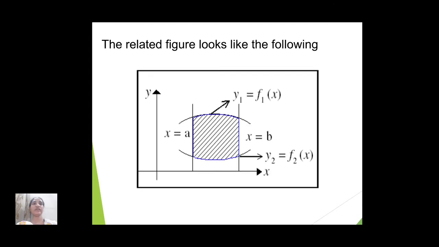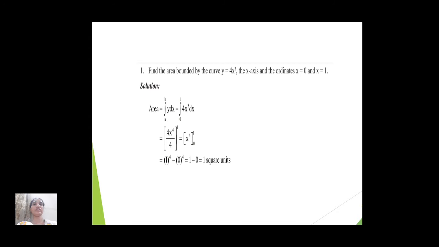The related figure looks like the following: x-axis and y-axis. On the x-axis, two points are there, x equal to a and x equal to b, and two curves also there, y1 equal to f1 of x and y2 equal to f2 of x. Here, in between the two lines x equal to a and x equal to b, and between the curves, the upper curve is y1 equal to f1 of x and the lower curve is y2 equal to f2 of x.